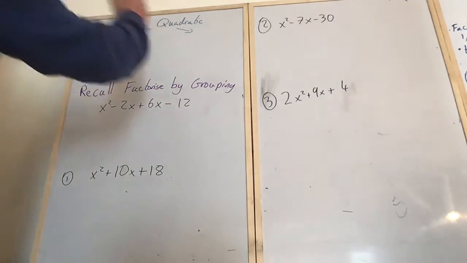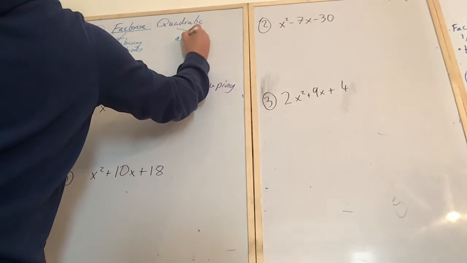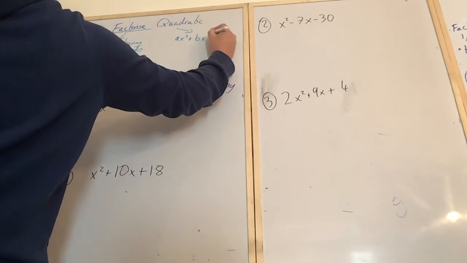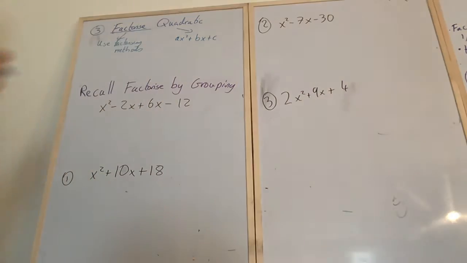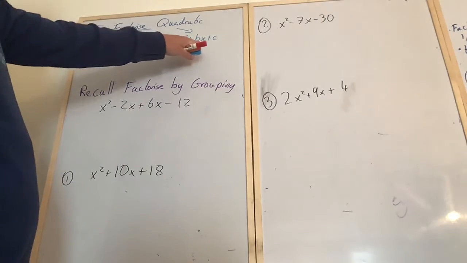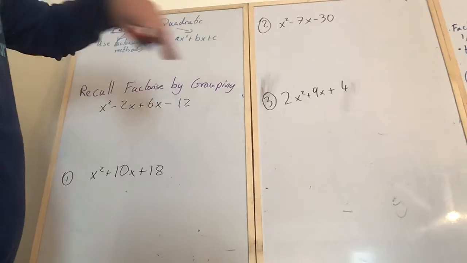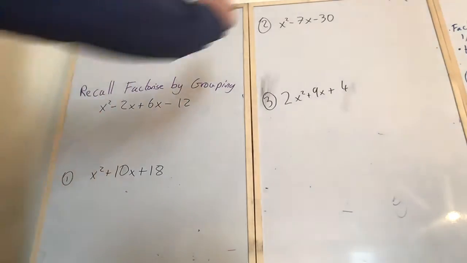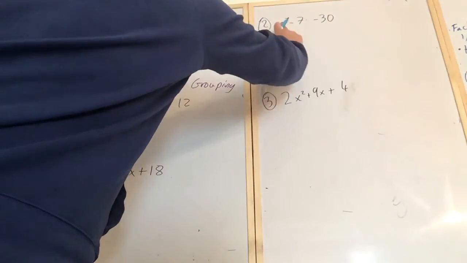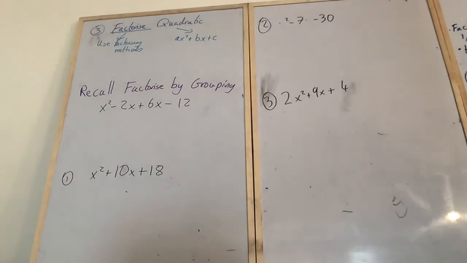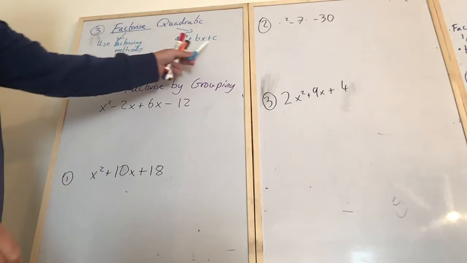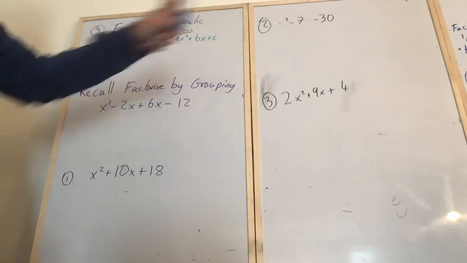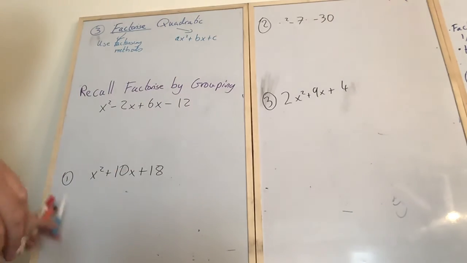So a quadratic is in the form ax squared plus bx plus c, where we have a squared element, a linear element, bx, there's no square there, and then we have a plus c, which is going to be a number. Recall, before we look at how to factorise something that has an x squared, an x, and a number, we're going to recall factorising by grouping.